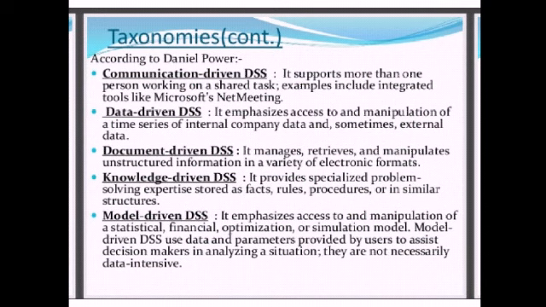According to Daniel Power, the next kind of DSS or decision support system can be communication driven DSS. The feature of such DSS is that it supports more than one person working on a shared task. Examples include integrated tools like Microsoft's NetMeeting. The next type of decision support system according to Daniel Power is data driven DSS. It emphasizes access to and manipulation of time series of internal company data and sometimes external data.